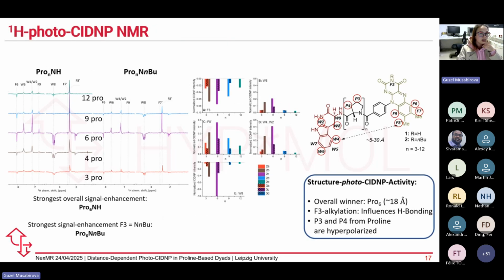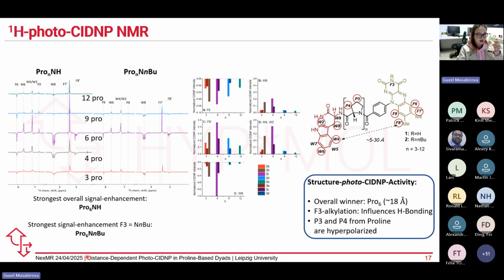And here we see on this slide proton CIDNP spectra measured in the liquid state for the different dyads, and each dyad has a different length of proline linker, ranging from 3 to 12 residues. As expected, some dyads show strong polarization, especially those with a medium linker length, 6 prolines. But interestingly, we still observe a clear CIDNP effect even for the longest dyad with 12 prolines, where the donor-acceptor distance is over 30 angstroms.